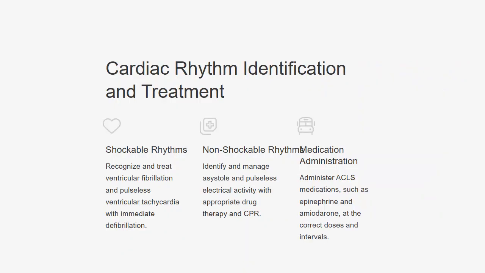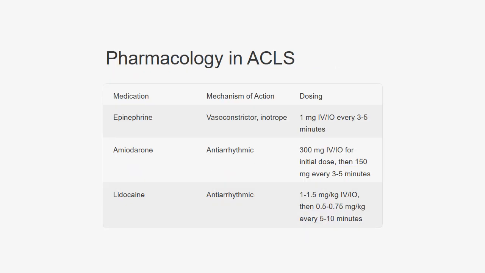Cardiac rhythm identification and treatment. Shockable rhythms, as I have already told, are VT and VF, that is ventricular tachycardia and ventricular fibrillation. Non-shockable rhythms are asystole and pulseless electrical activity. For medications, you give adrenaline or amiodarone if required.